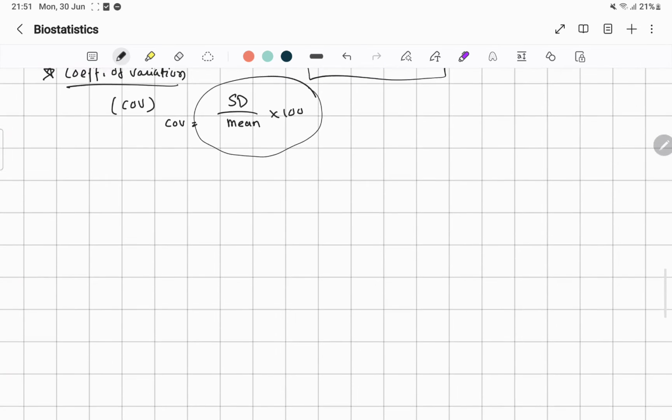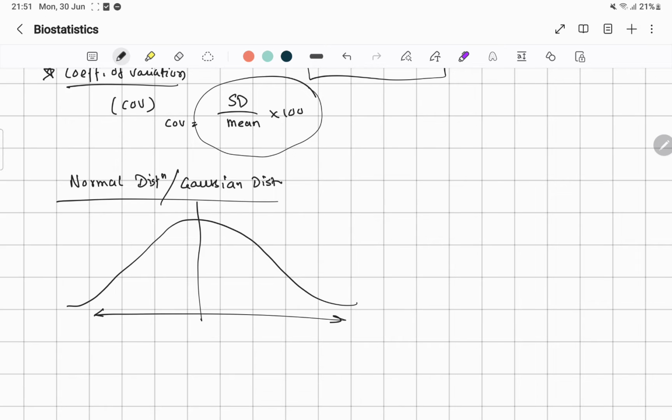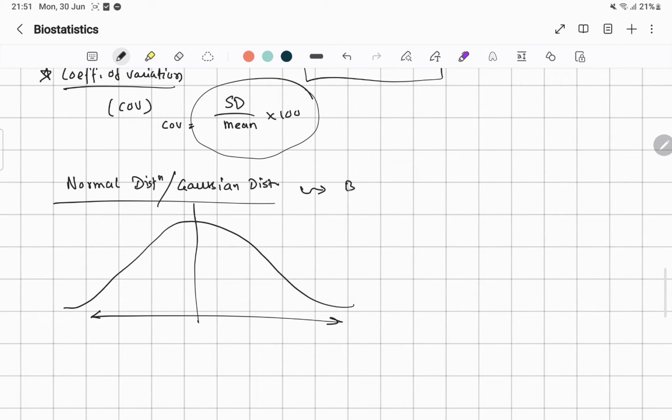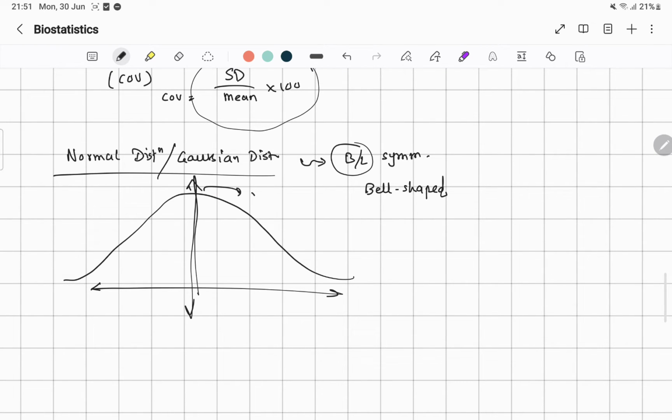Now let's talk about the normal distribution, which is also called Gaussian distribution. This is the normal distribution of a data. Basically, it's a bilaterally symmetrical distribution. It is a bell-shaped curve. In the middle of the distribution, mean equal to median equal to mode. For a normal distribution, mean equal to median equal to mode always.